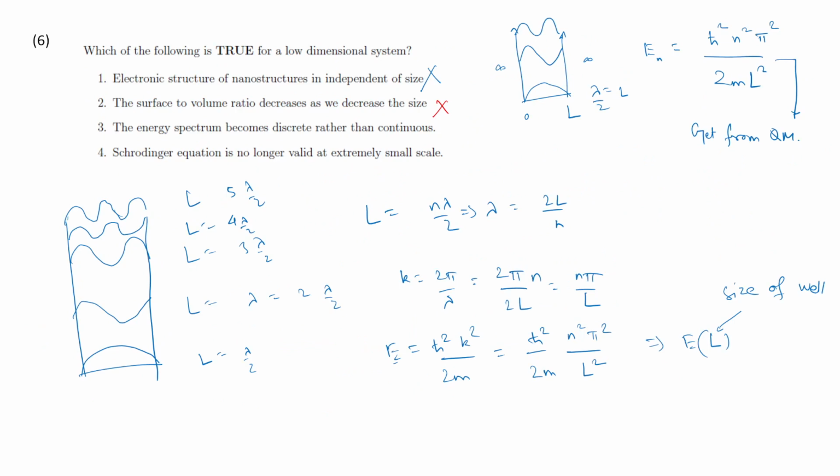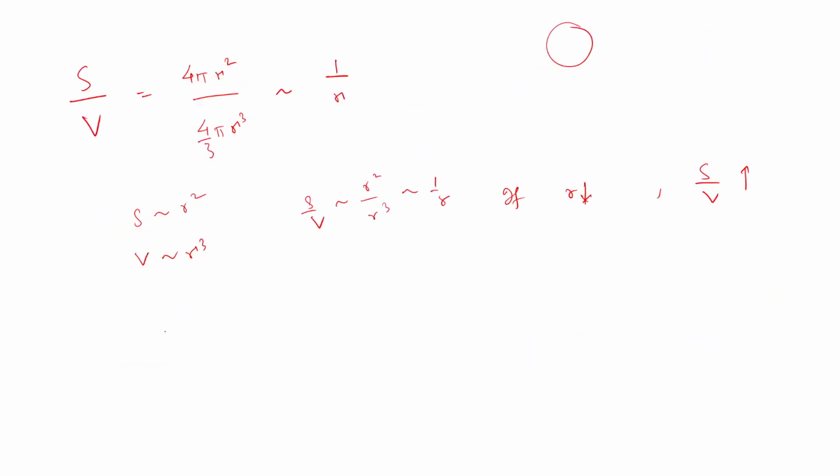The energy spectrum becomes discrete rather than continuous. So when we go to a low dimensional system, imagine that we are in a 3-dimensional system. In a 3D system, what is the spacing between these kx, ky and kz? It is really very small. The gap between the spacing is 2 pi by Lx, 2 pi by Lz, and 2 pi by Ly.